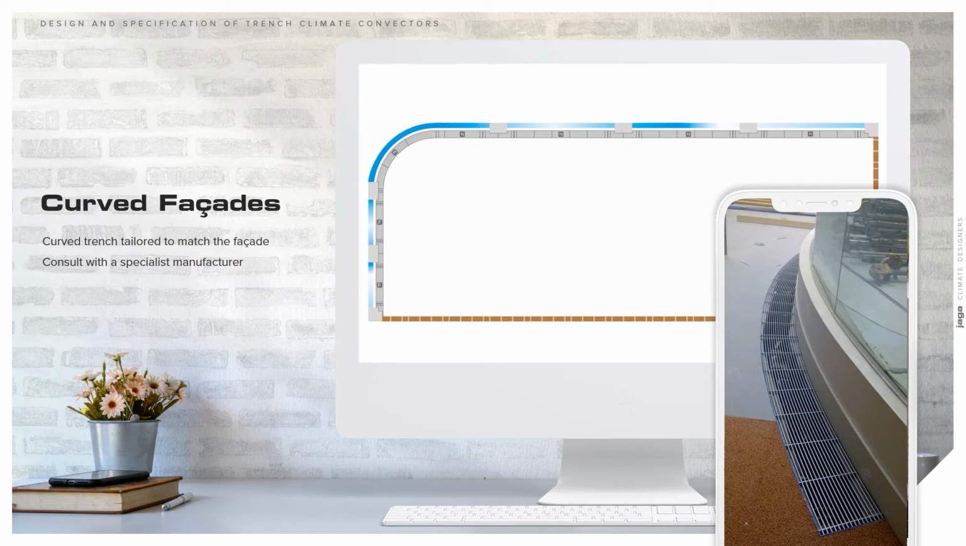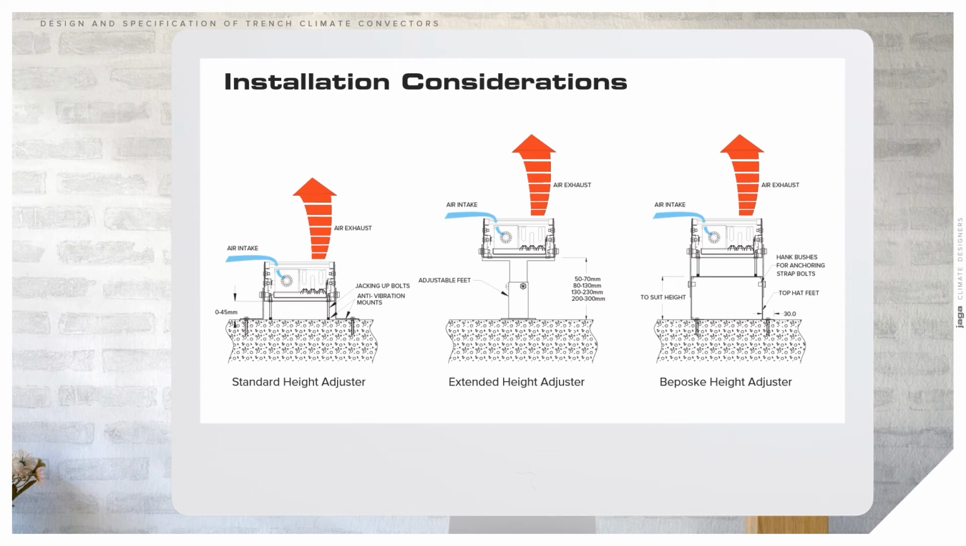It is recommended that you consult with a specialist manufacturer to help you. When designing, it's also important to consider potential installation issues. So, we should think about how the equipment will be installed within the floor, how the units will be fitted and leveled to the finished floor. Most trench climate convectors are supplied with standard height adjusters.